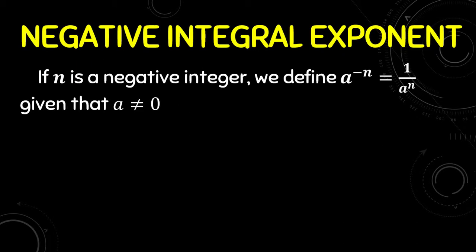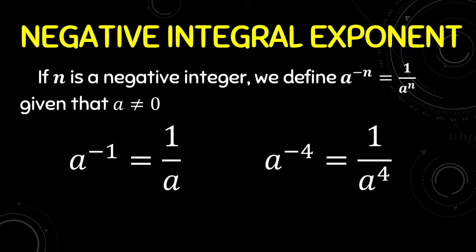How about negative integral exponent? If n is a negative integer, we define a raised to negative n. It is equal to 1 over a raised to n, given that a is not equal to 0. For example, we have here a raised to negative 1. It is equal to 1 over a. Notice that a raised to negative 1 became a raised to positive 1 and we transfer it to our denominator. Another example, a raised to negative 4, and that is equal to 1 over a raised to positive 4.